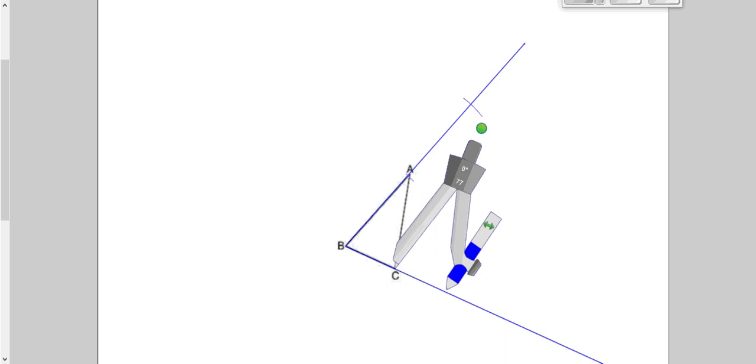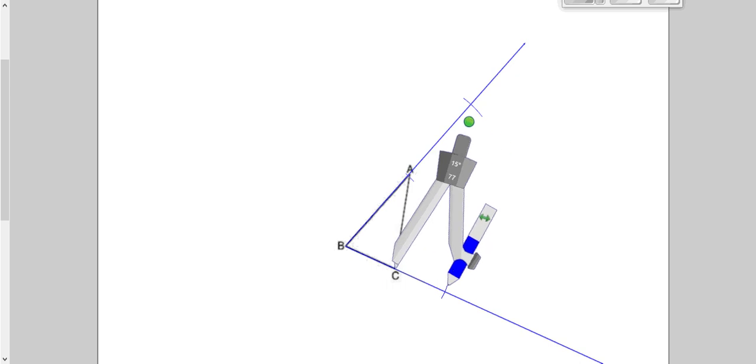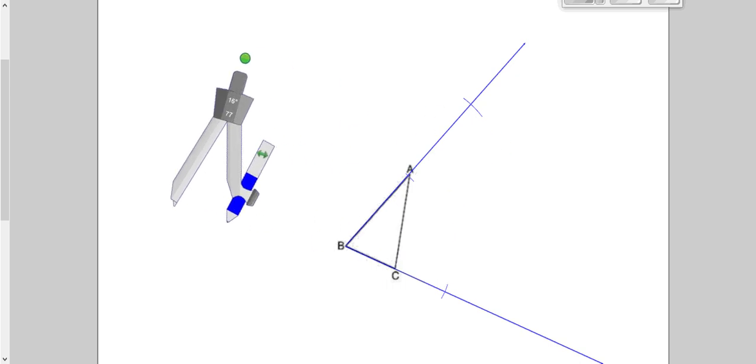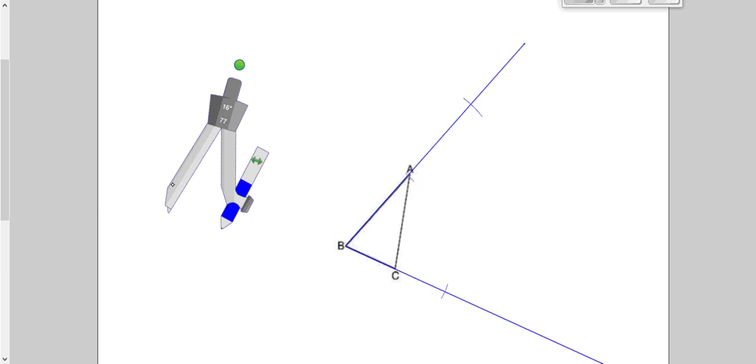Is anybody wondering where point B goes? What do we do with point B? It's one of those invariant points, right? It is the center.